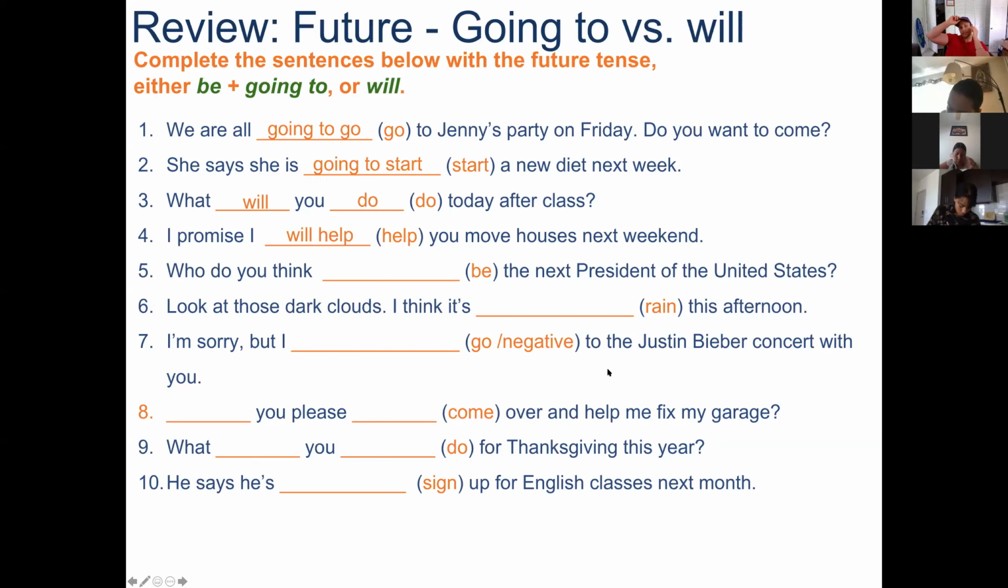Okay, next. Who do you think will be the next president of the United States? Look at those dark clouds. I think it's going to rain this afternoon. Good.